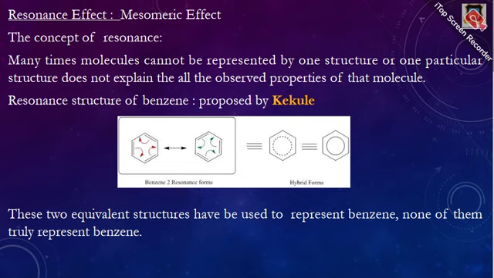Then next is the resonance effect, also called mesomeric effect. The concept of resonance: many times a molecule cannot be represented by one structure, or one particular structure does not explain all the observed properties of that molecule. Therefore, the resonance structure of benzene was proposed by Kekulé. Benzene is represented by this structure or this structure, and this is the hybrid form of benzene. These two equivalent structures have to be used to represent benzene. None of them truly represents benzene.